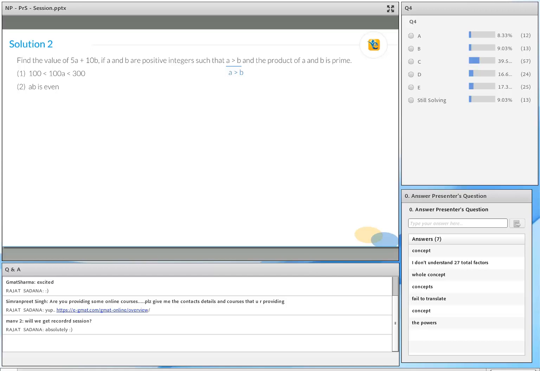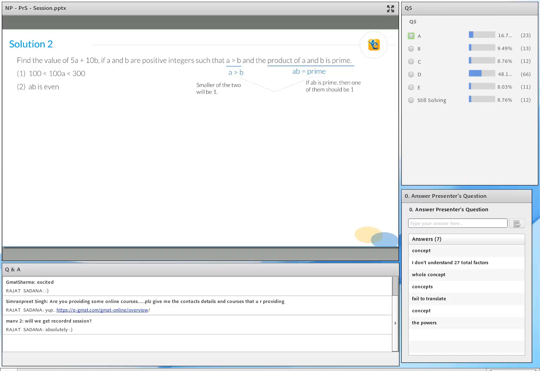Okay, so let's look at how you responded for question number five. So the correct answer is choice D, and 48% of people selected choice D as the correct answer. Okay, so what do we have here? Find the value of 5a plus 10b if a and b are positive integers such that a is greater than b and the product of a and b is prime. Now, one of you actually asked me the question, how can the product of two numbers be prime? And that's a very good question.